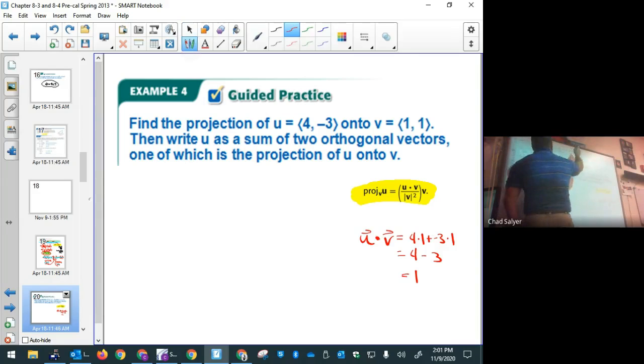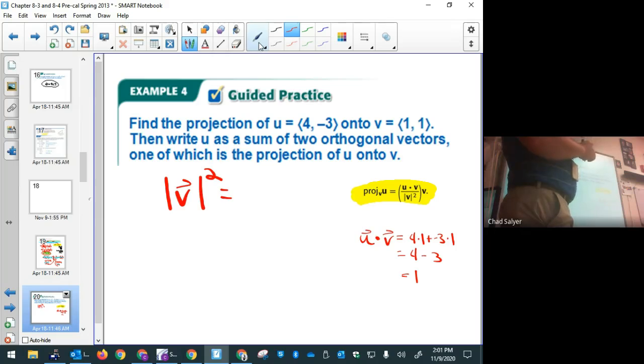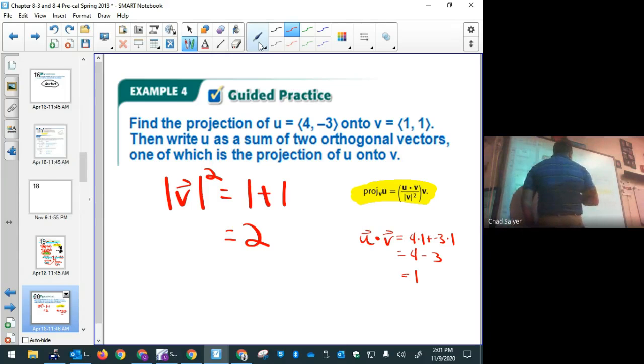Magnitude of V squared. That's a good answer for what comes next. So tell me what that would be equal to. Well, it's V dot V, which is indeed 1 plus 1. So it's 1 times 1 plus 1 times 1 if you're wondering where that came from. I did that mentally.